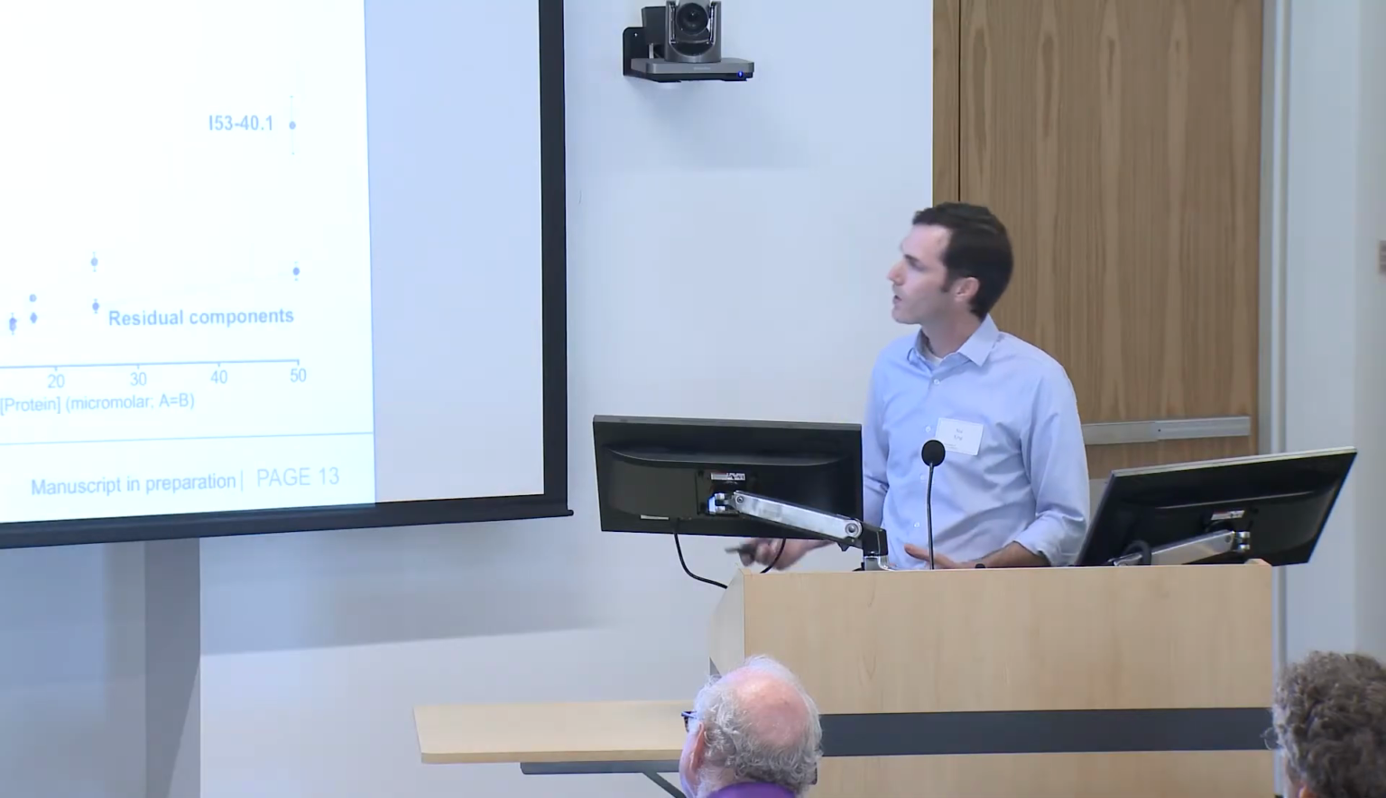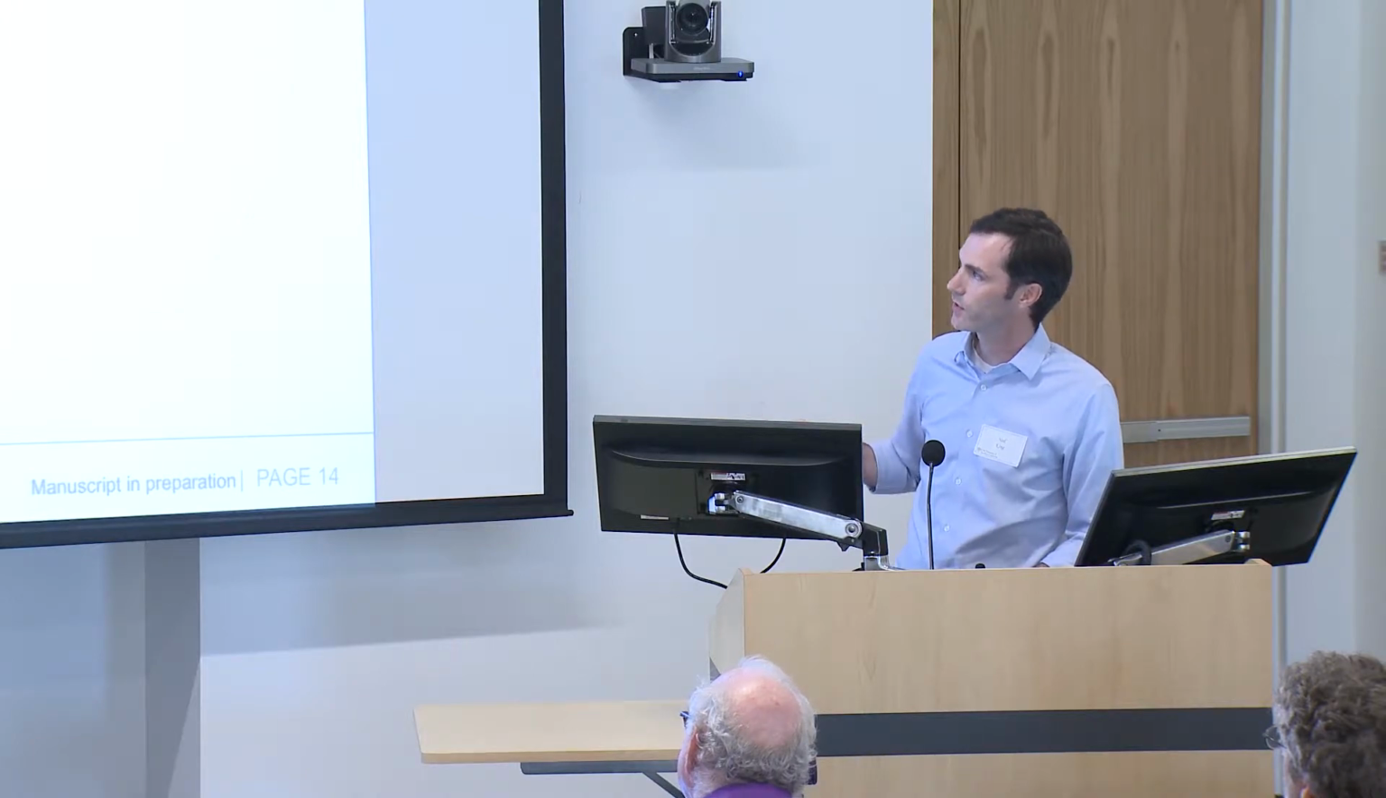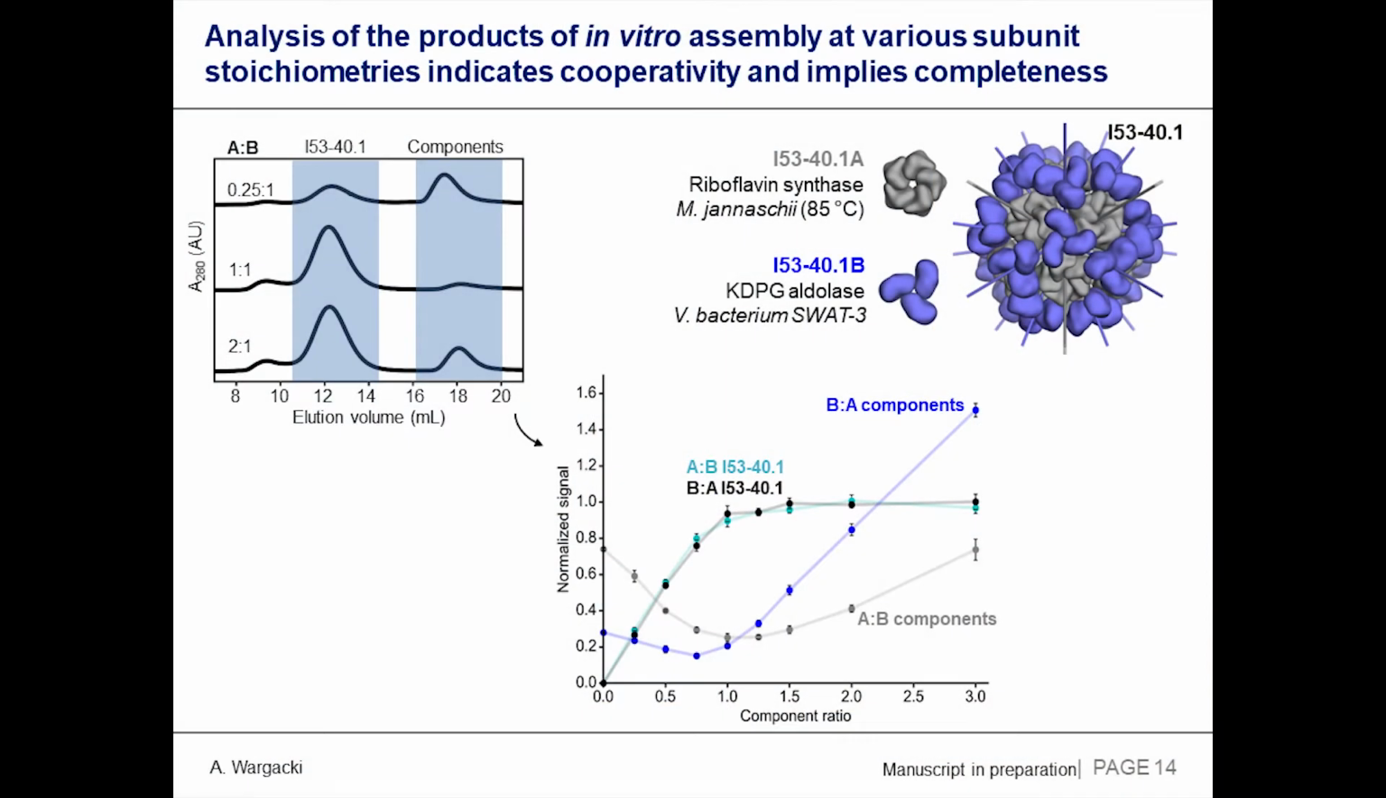And so, we took advantage of the 2-component nature of this system to really explore how robust this process is to changes or perturbations in subunit stoichiometry. So, you can assemble these things with 0.25 to 1 of the A to the B component, 1 to 1 A to B, 2 to 1 A to B.